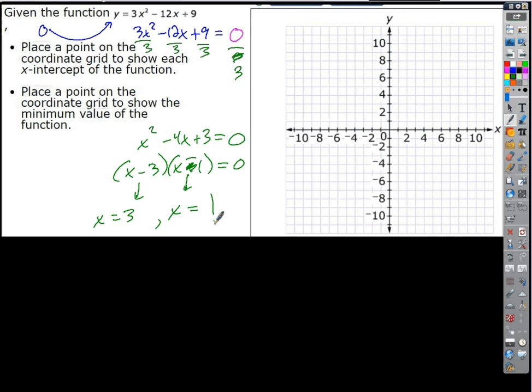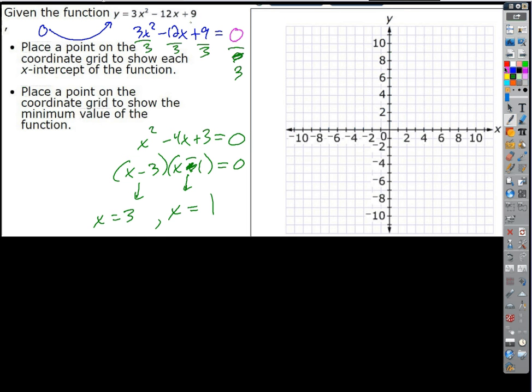Okay, so what's the time limit on SBAC? There's no time limit. So should I check? Probably. Yeah, for sure, I should check. It's easy to do. So if I plug these back into the original equation, I should get 0 for y, right? So let's try it. If I put 3 in up here, I'm going to get 3 times 9 is 27, minus 36 is negative 9, plus 9 is 0. It works. What about 1? 3 times 1 minus 12 times 1 is negative 9, plus 9. They both work, right? So I get my x-intercepts.